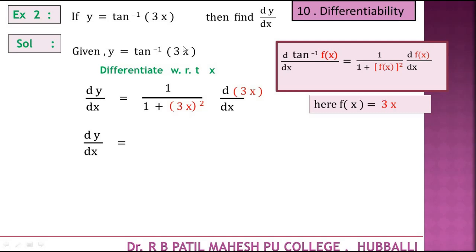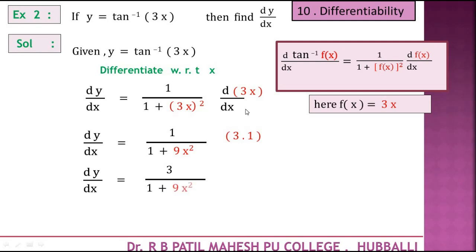Next step, writing the derivative of 3x. 1 plus this becomes 9x square, and d by dx of 3x is 3 into 1. So rewriting this answer, we get 3 divided by 1 plus 9x square. So this is the solution for the given inverse trigonometric function with composite variable. So I hope you understood how to write the derivative if it is a composite variable.